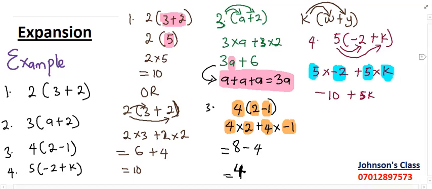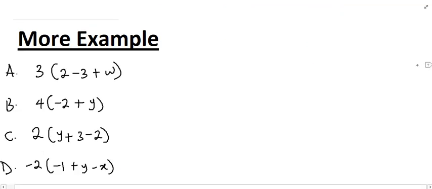Okay, so let's go for more examples. Wow, we have 3 more examples to solve, and they look kind of hard, or let me say kind of interesting. I think that's interesting. Okay, so A will have 3 into 2 minus 3 plus w.